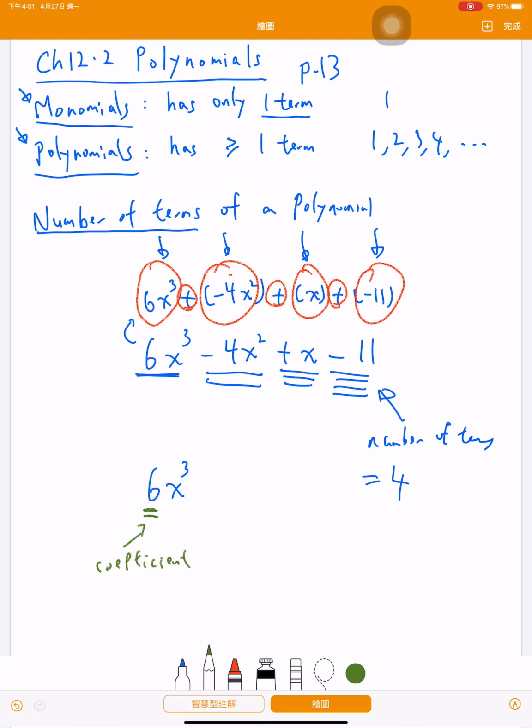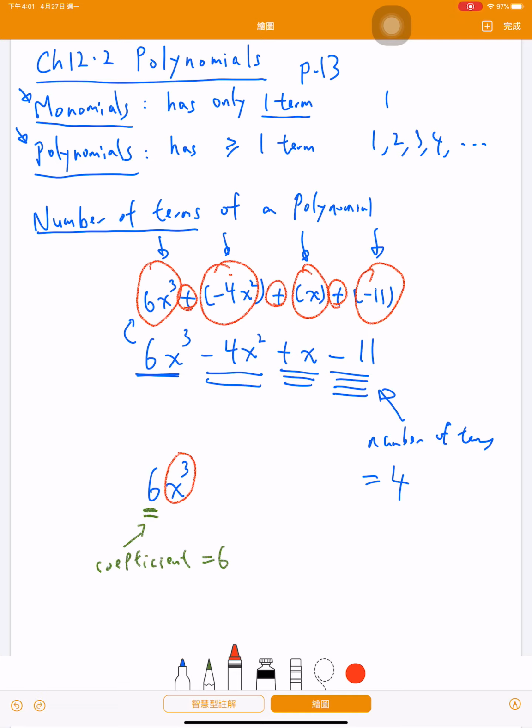Okay, the coefficient is equal to 6 this time. The coefficient is the numerical part, that means the number beside the variable. You can see this time the term with the variable and index is x to the power 3, right? Besides this term, we have the number in front of it. It is the 6, right? So this 6 is the coefficient.